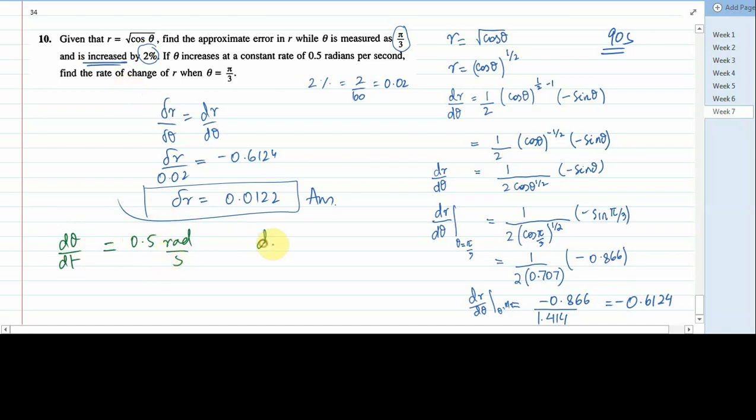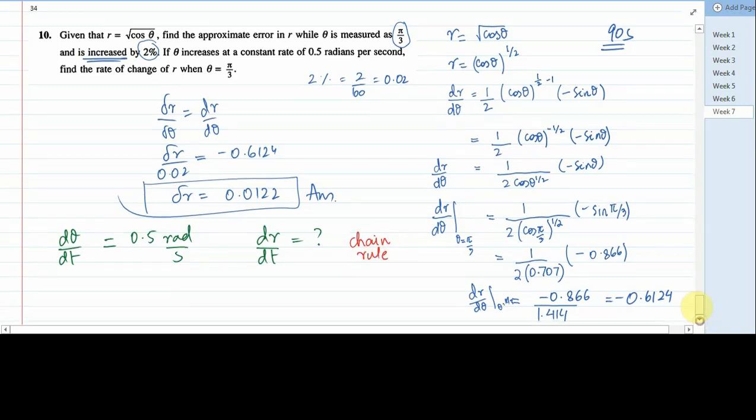Rate of change of r means it's dr over dt. We need to find dr over dt, and these two things tell us that this question is from the chain rule. The working formula for the chain rule will be dr divided by dt equals dr divided by d theta times d theta divided by dt. Chain rule we had discussed in chapter 16, exercise 16.2.